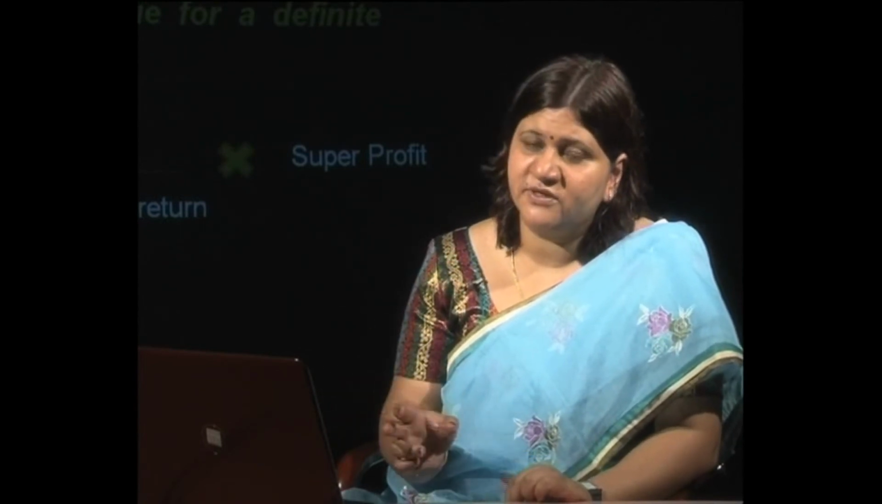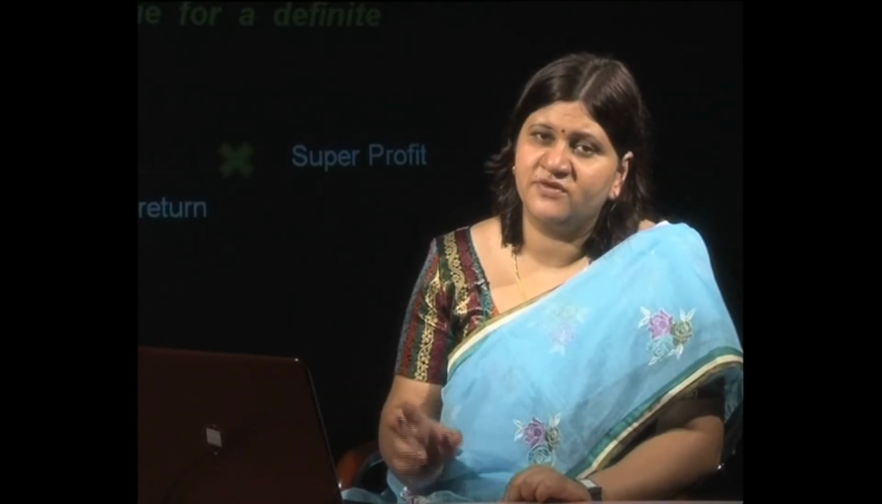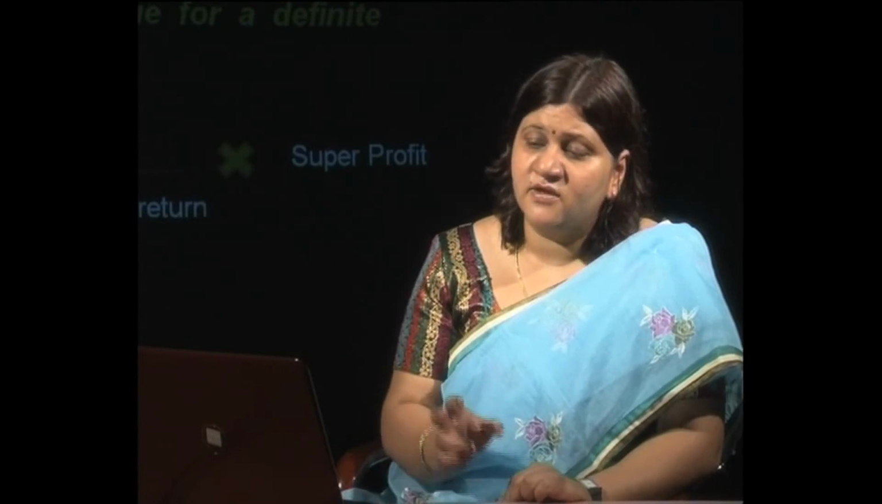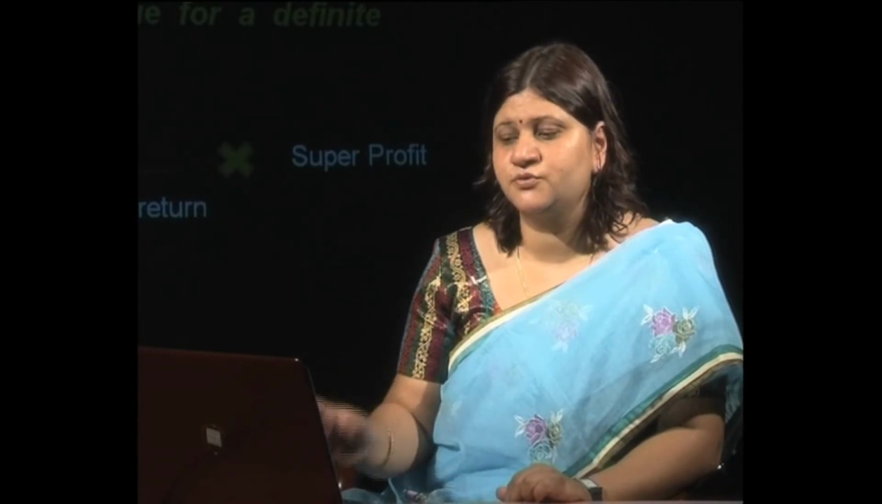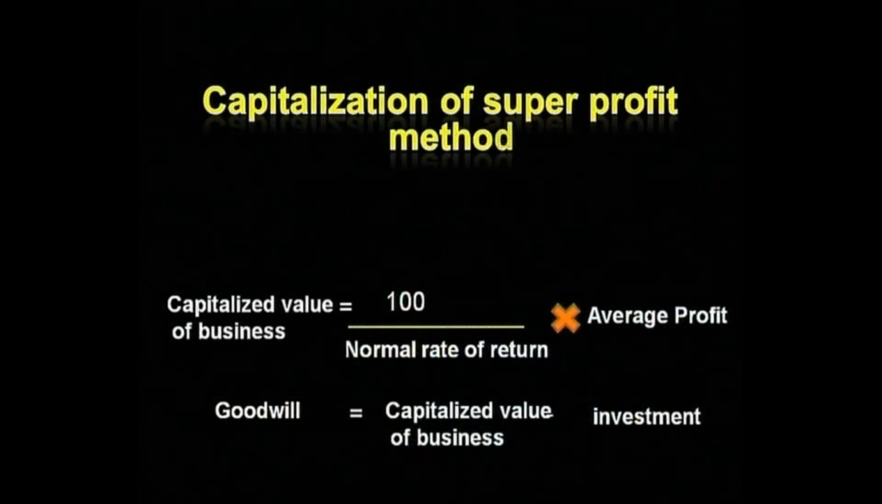is to be used. Again, super profits would be computed by taking the difference of average profits and normal profits, and when we go for capitalization of such profits, we get the value of goodwill as 100 divided by the normal rate of return into super profits. Then capitalization of the value of the business can be done.